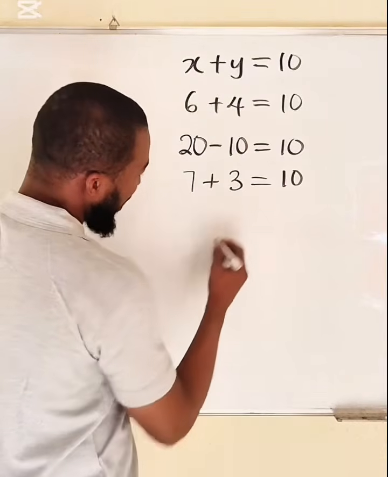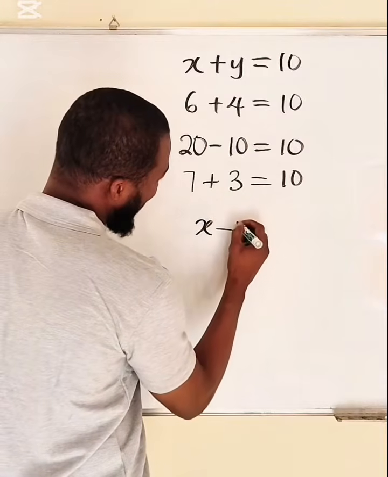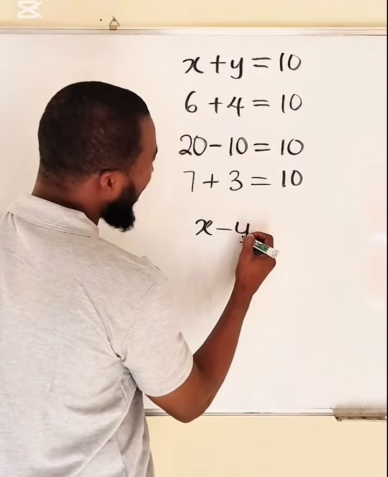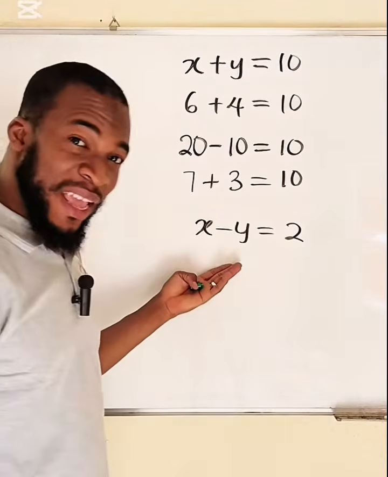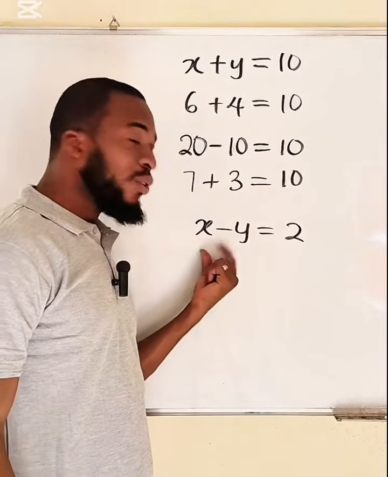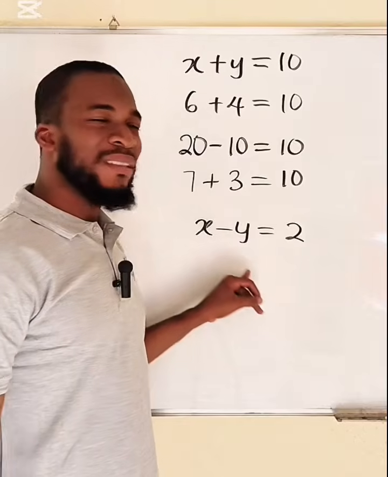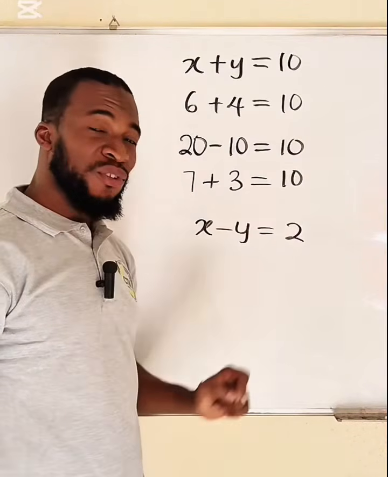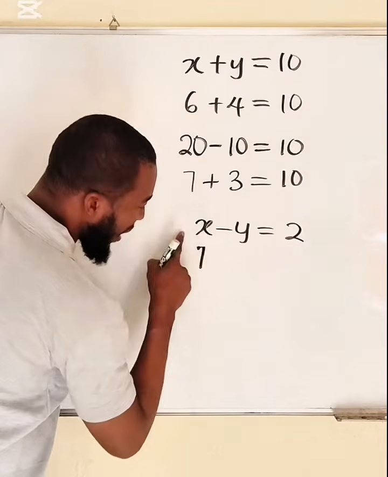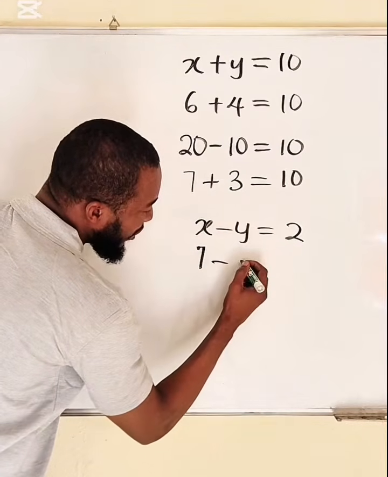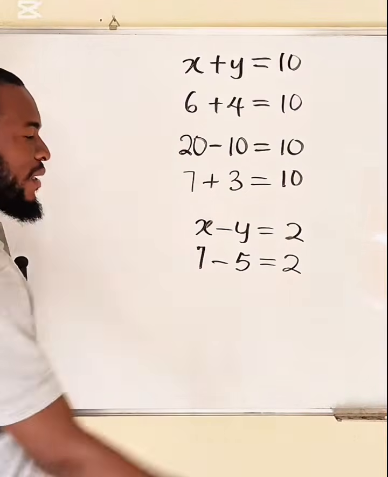For instance, I have x minus y this time around. And we realize this is equal to 2. This is another linear equation containing 2 unknown variables. We have infinitely many combinations that can satisfy this equation as well. So let's try. I know if I have 7 here for x and y equals maybe 5, this will still be equal to 2. Yes.